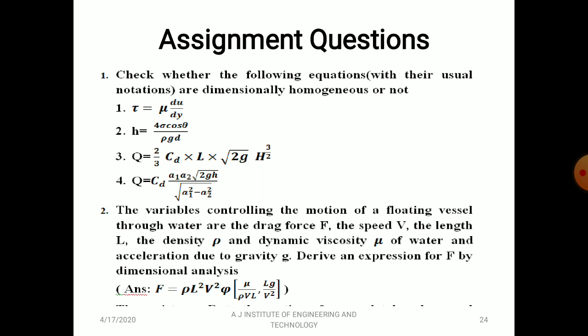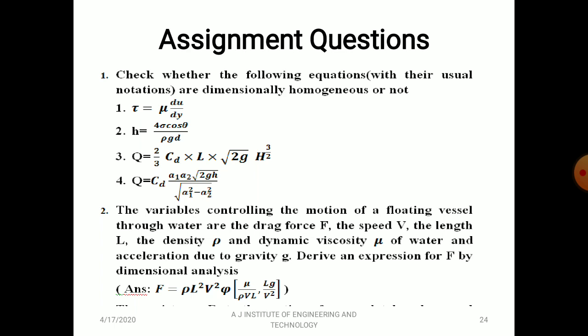So second, the variables controlling the motion of a floating vessel through water are the drag force F, the speed V, the length L, the density ρ, and dynamic viscosity mu of water, and acceleration due to gravity g. Derive an expression for F by dimensional analysis. So they told us to derive an expression for F. So F is the dependent parameter, whereas ρ, L, V, g and mu are the independent parameters.